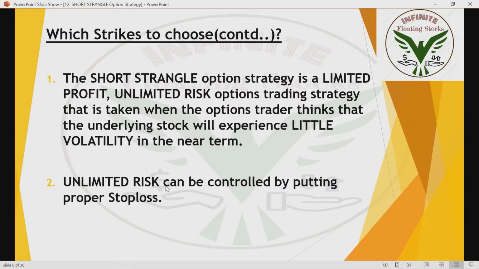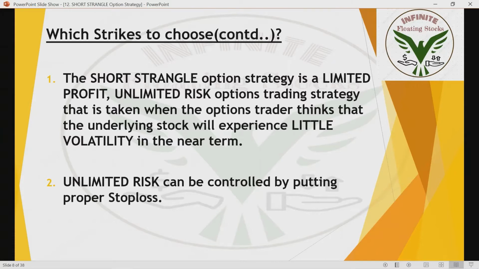Continuation of the previous slide. Now, the short strangle option strategy is a limited profit and unlimited risk option trading strategy. Now, don't get threatened or don't feel sad by seeing this unlimited risk. We can convert this unlimited risk to limited risk by putting proper or good stop loss.